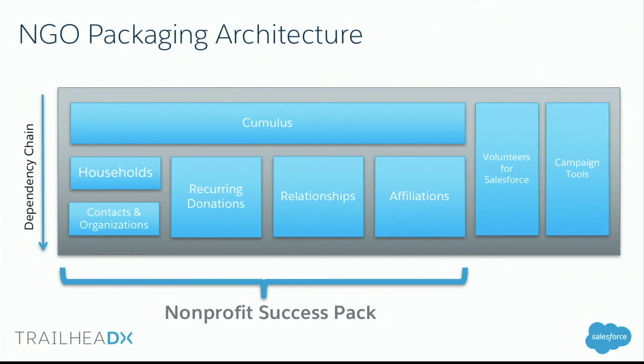So when these are packaged, you'll see that you not only have the 5 legacy packages, which are households, contacts and organizations, recurring donations, relationships, and affiliations. We also have added on 2 other applications designed with the community, volunteers for Salesforce and campaign tools.